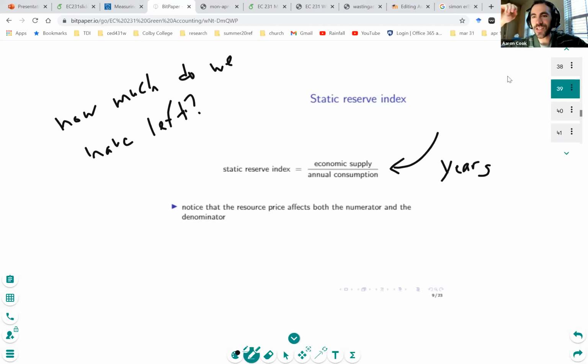But in another way, it doesn't. The more I think about this, the less I'm convinced that this static reserve index tells us anything useful about natural resources and non-renewable resources. Because notice that the economic supply and the annual consumption are both very flexible. They're both very responsive. They're not rigid. It's not like planets in orbit around the sun. There's a gravitational pull on those objects, and you can predict exactly where they're going to be 30 years from now, because they're going to move according to Newton's laws of physics.